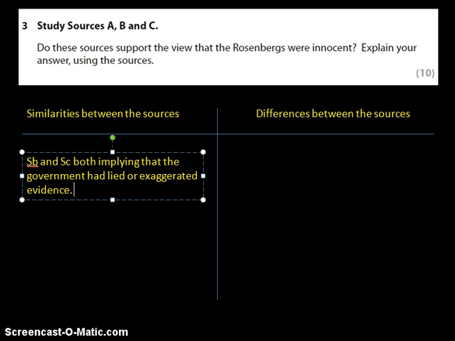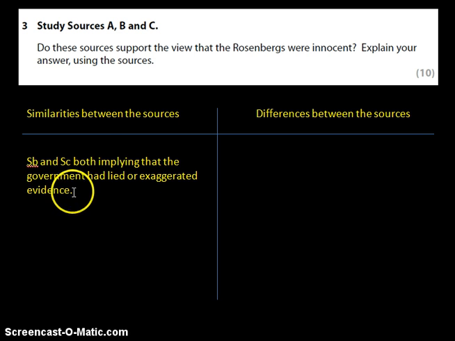Now, I can't show you the sources at the same time as this table, but if we quickly go back to this slide, you can see that in source B, the people in the crowd are holding placards, and this one here is implying that a government minister had actually lied. And in source C, it's saying that there had to be a Rosenberg case in order for Americans to agree and accept foreign policy.